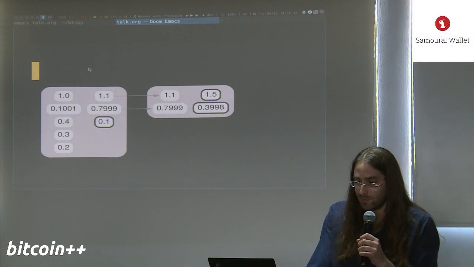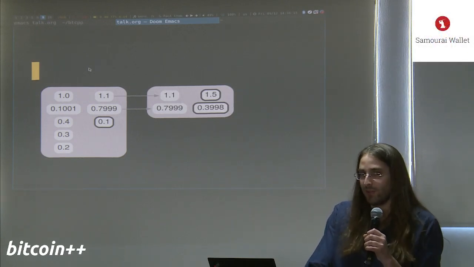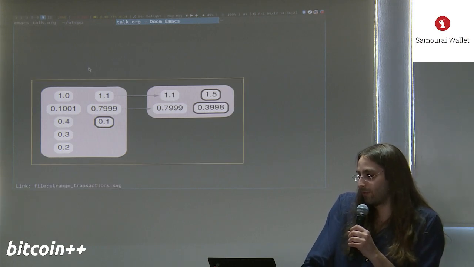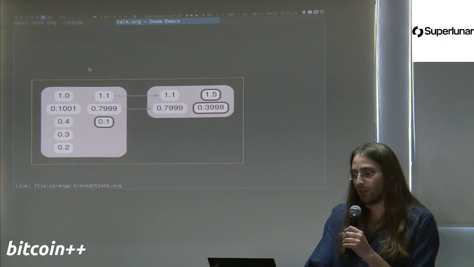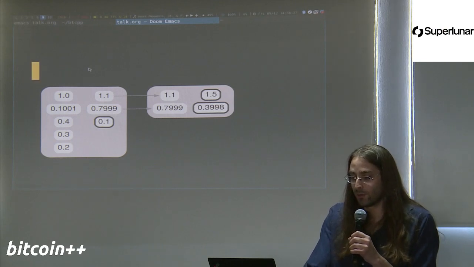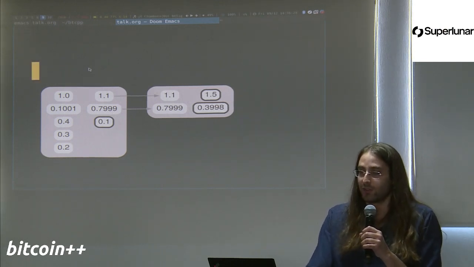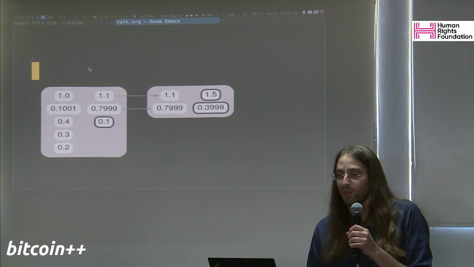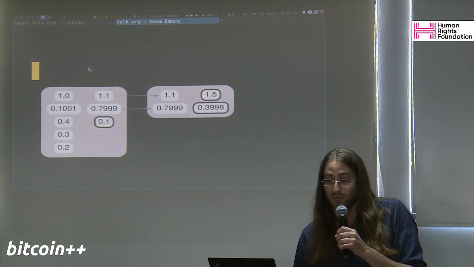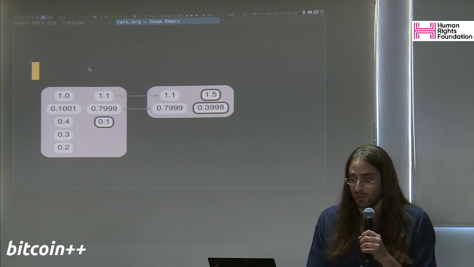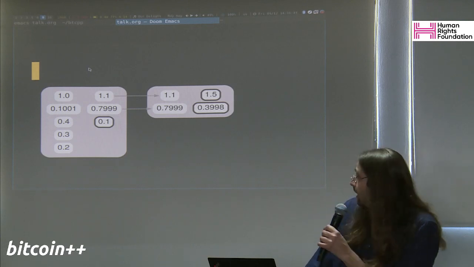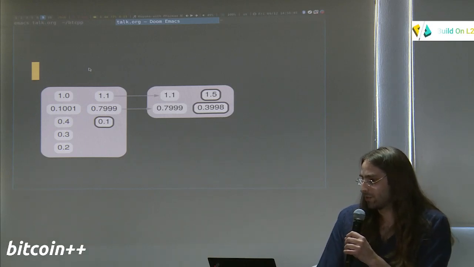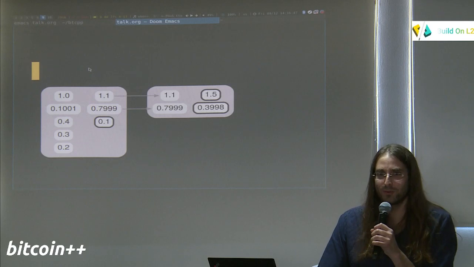Change identification is a bit more nebulous and vague, but there's various ways in which you might guess better than chance as to whether or not an output is sending back to the originator. For example, the script type, the value itself, if it's got excess precision, and so on. So in light of these two heuristics, anybody want to hazard a guess as to why this is such a weird structure?